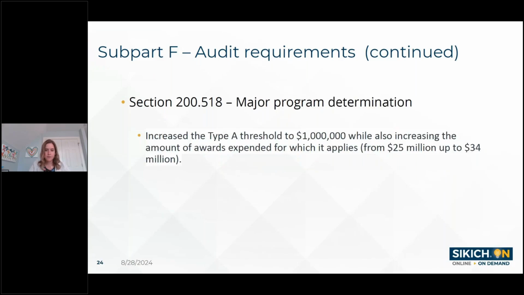And then finally, to wrap up, just a couple of things on the major program determination. With the increased threshold for uniform guidance audits to be performed, the requirement for what auditors consider a Type A program, which does require detailed testing in the audit, has increased to $1 million. Previously, that threshold was $750,000 as well.